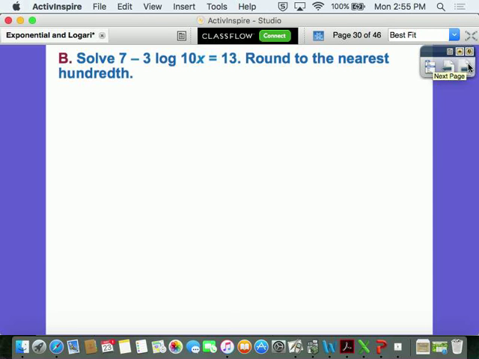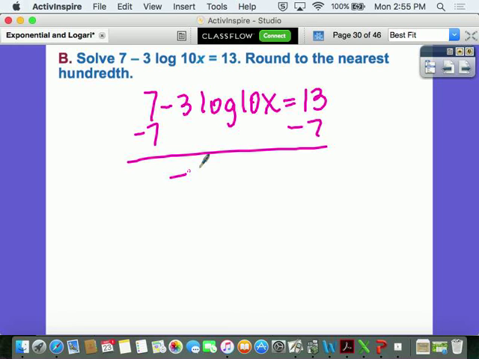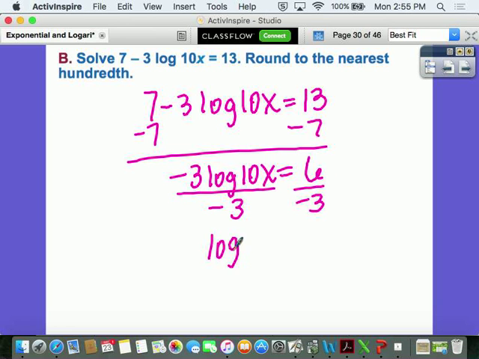What do you suggest? I got to solve for x. Got to get log by itself, which means I need to do what to get it by itself? Subtract 7. So I have a negative 3 log 10x equals 6. Divide by a negative 3. Because again, I got to get my log by itself. That's going to be a negative 2. Now here, this one's different.